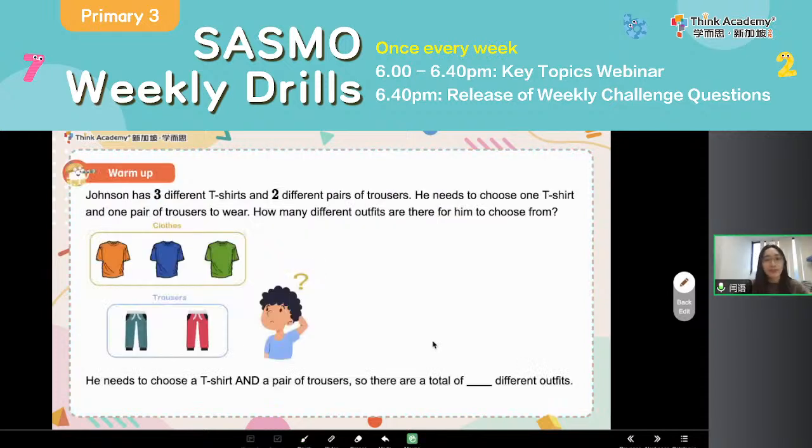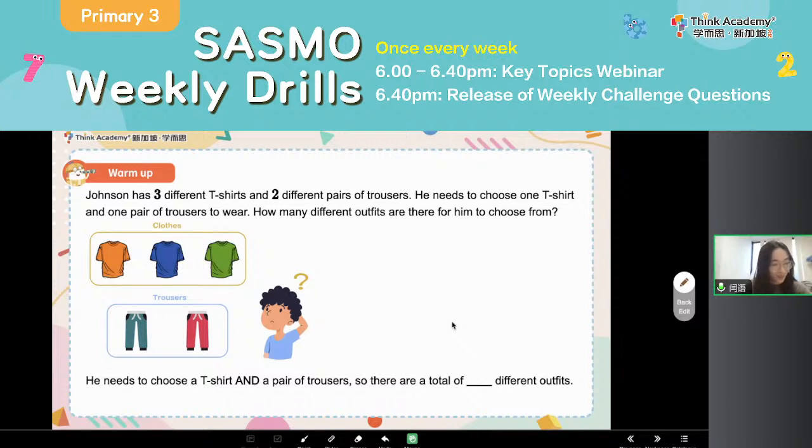Now, another warm-up question for you. Johnson has 3 different t-shirts and 2 different pairs of trousers. He needs to choose 1 t-shirt and 1 pair of trousers to wear. How many different outfits are there for him to choose from? So here again, everyone, maybe you can have a try first. Think about it. If you are Johnson, how will you pick your outfit? I give you 20 seconds, have a try. How many different outfits?